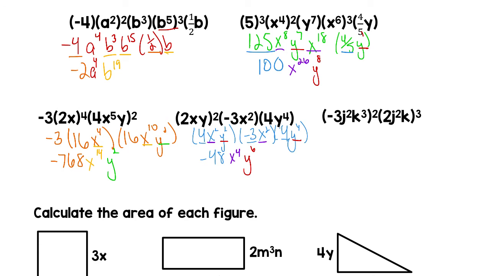Last one in this row, negative 3 squared, positive 9, and then j to the fourth, and then k to the sixth. That'll be times 2 cubed is 8, j to the sixth, k cubed. 9 times 8 is 72. j to the fourth times j to the sixth is j to the 10th, and then k to the 9th.